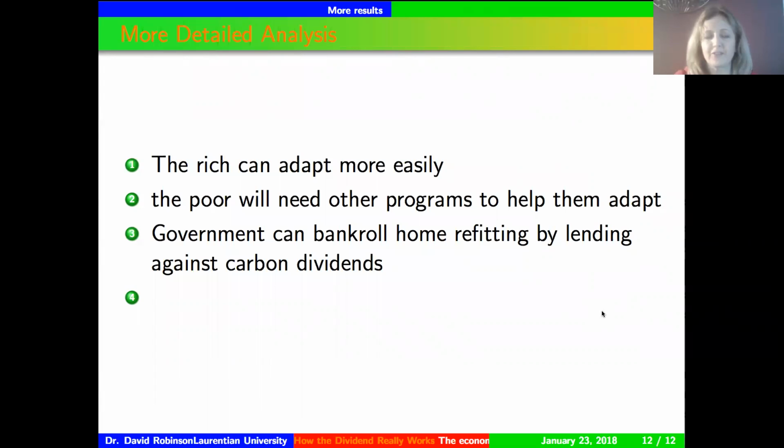I just wanted to first thank you for this. And I think compensating variation is a great way to answer people who don't understand how the carbon fee rebate actually will lower carbon emissions. So this is really helpful. And I never thought of how you could bankroll home fitting by lending against carbon dividends. That's brilliant.